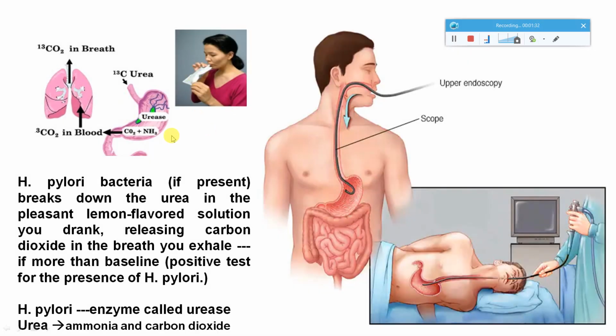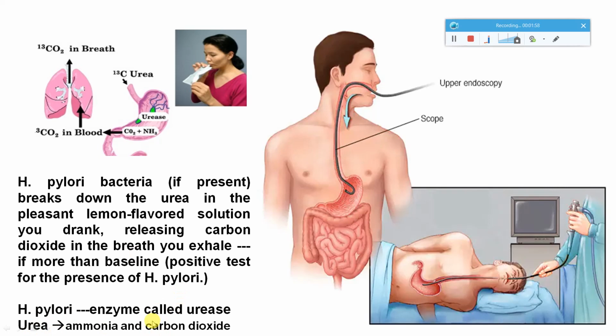So this is how the breath test will be done. Basically, they'll give you a lemon flavored solution, and this solution will have urea. In case you are having gastritis because of Helicobacter pylori, this organism has a particular enzyme called urease, and that will break down the urea present in the liquid that you take into ammonia and carbon dioxide. So the amount of carbon dioxide released will be estimated.